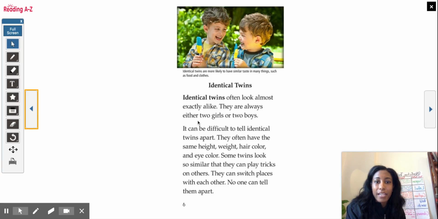All right. Identical twins often look almost exactly alike. They are always either two girls or two boys. It can be difficult to tell identical twins apart. They often have the same height, weight, hair color, and eye color. Some twins look so similar that they can play tricks on each other. Ooh. They can switch places with each other. No one can tell them apart. Wow, identical twins sound like they could be a little sneaky.